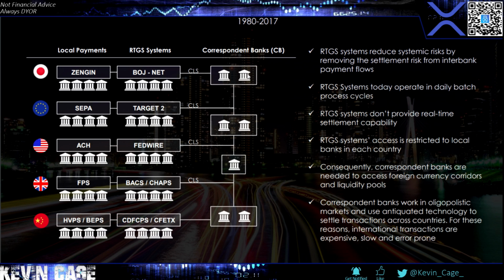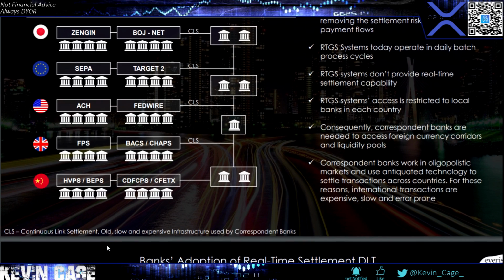And then the correspondent banking networks throughout everything, the correspondent banks that all have to settle on the central bank's core ledger. All right, but where do we want to go from here, from this archaic infrastructure? And again, CLS. DAI did a great video on this, continuous link settlement. As we can see here, look at this old, slow, expensive infrastructure used by correspondent banks.